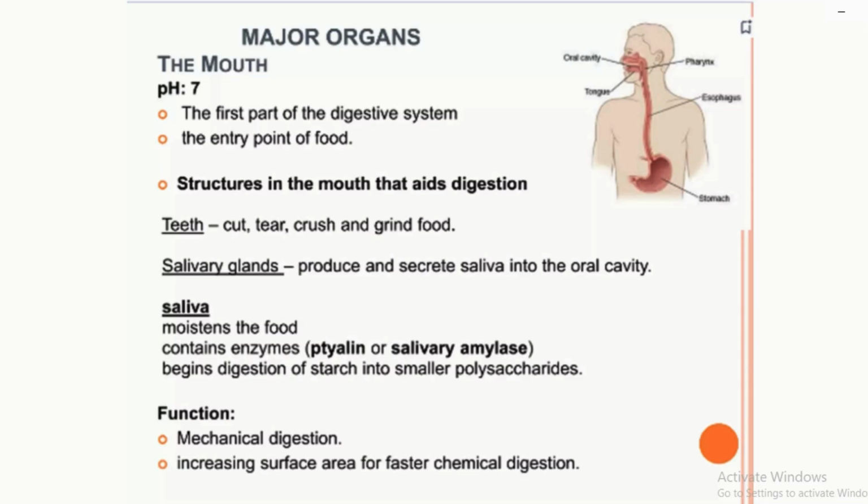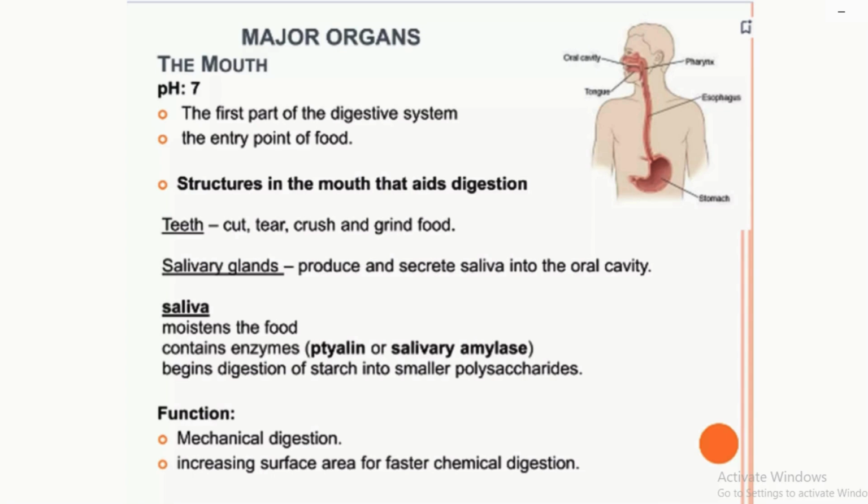So now we start with the major organ. The first major organ we categorize is the mouth. For example, how can we define the mouth? Basically, the pH of the mouth is always 7. This is the first part of the digestive system where we enter the food. Now we discuss what the structures in the mouth are that aid the digestion.